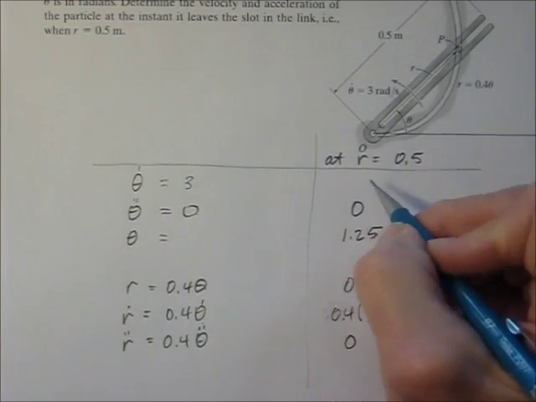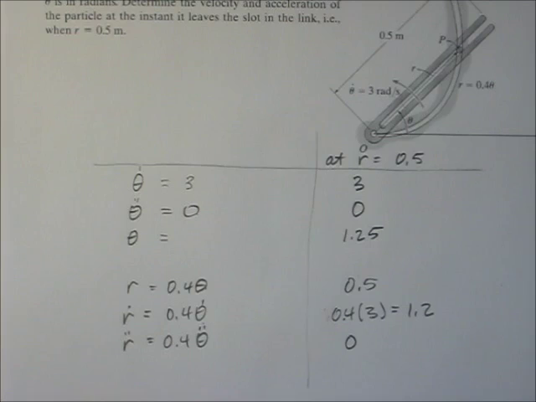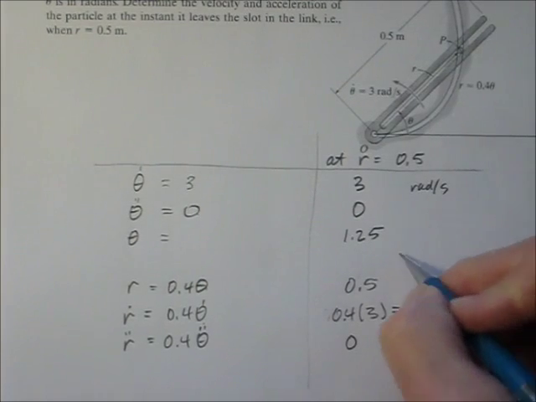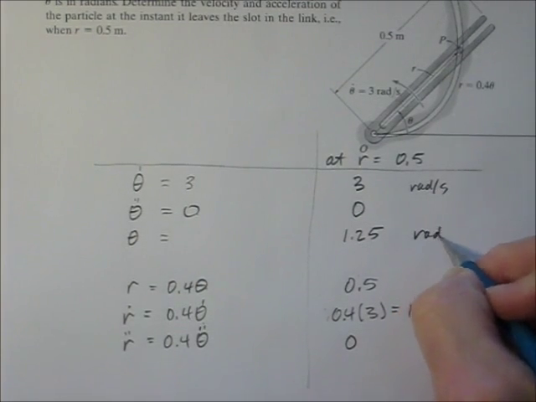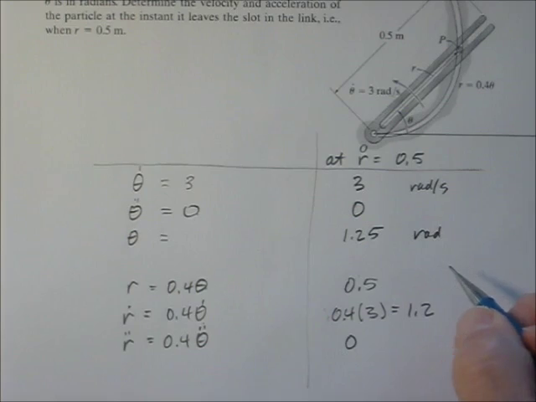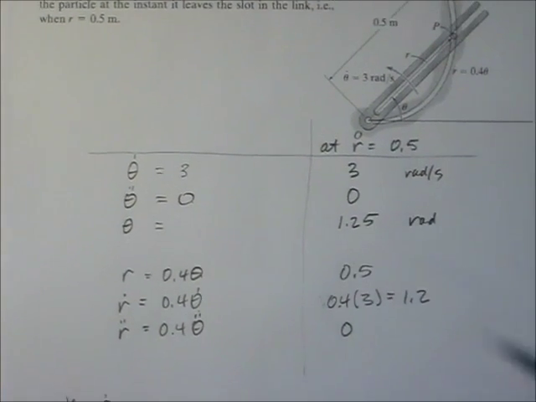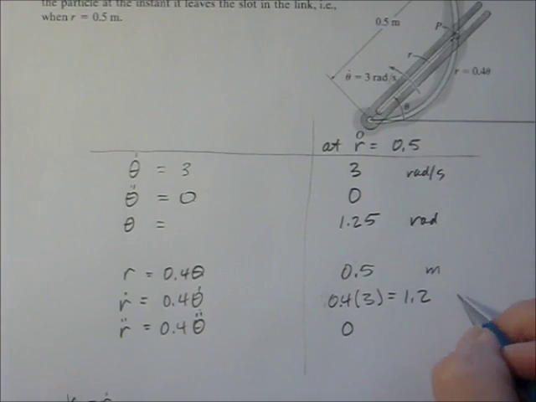All right, so now I've got all the values in my table. I should put some units here. Theta dot is going to be radians per second, and this will be radians. This will be meters, I believe. Is this where it's at? We need to look carefully. Yeah, meters. So that'd be 0.5 meters. This would be meters per second, and this would be 0.